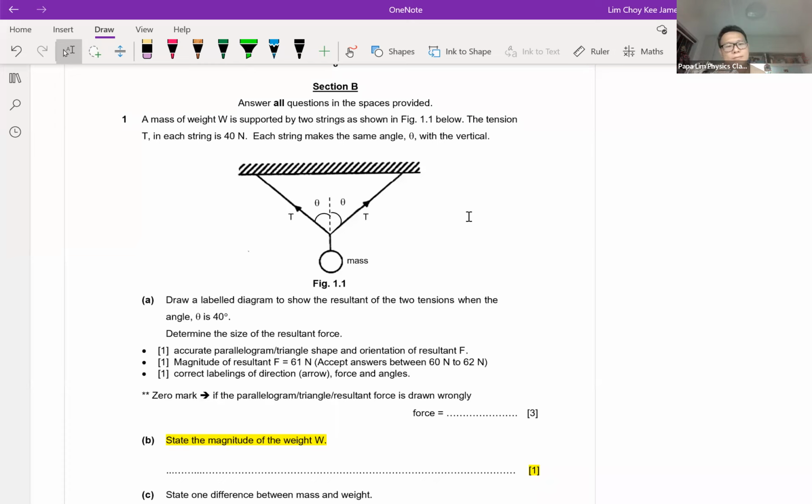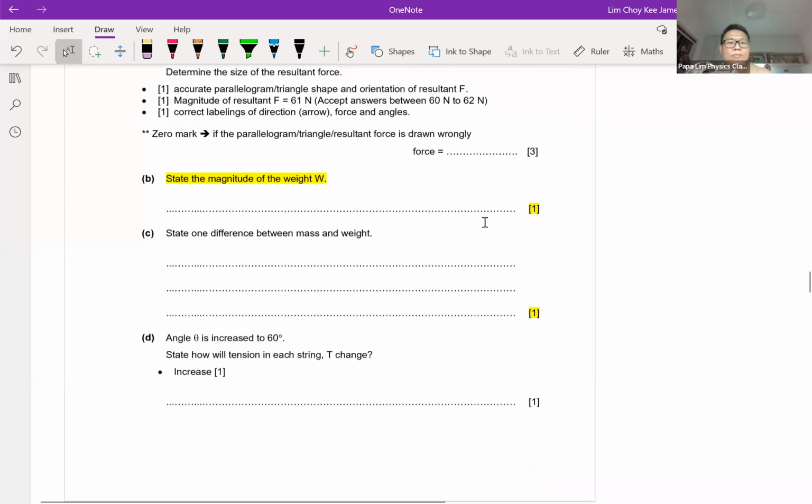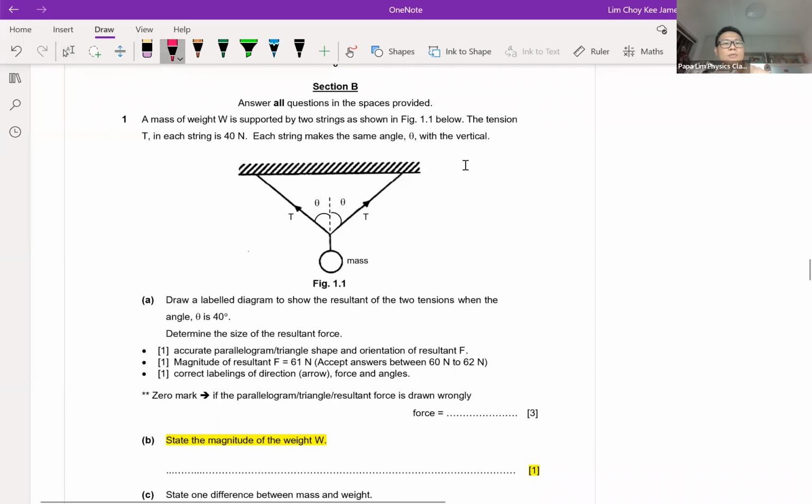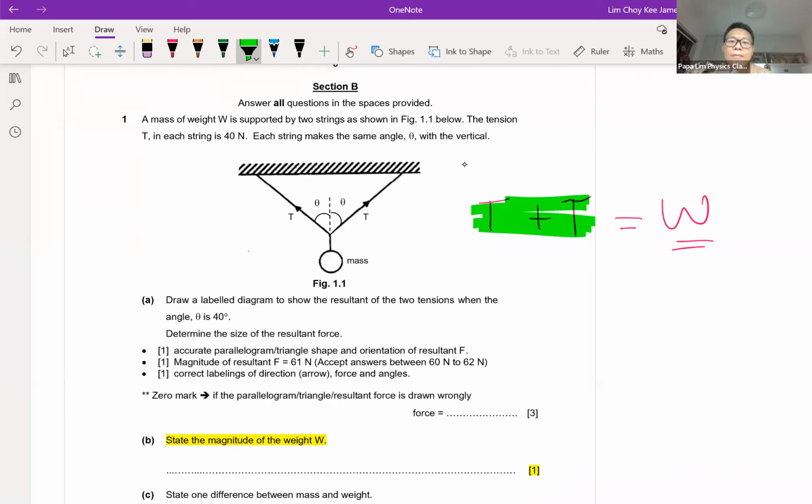Now for part B, what you need to know is that when you add up all the forces, let's say you have 3 forces here, T, T and W, these two T's will balance up with W. So when you look at the resultant force of both T's together, 2T, it must balance off with the weight.